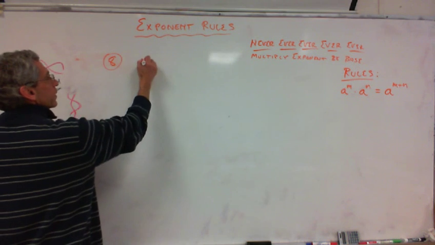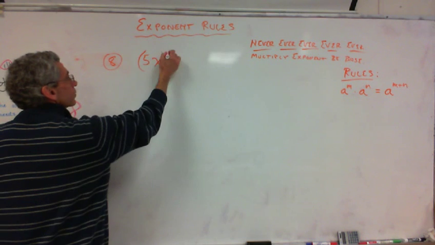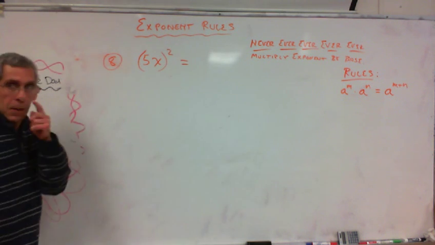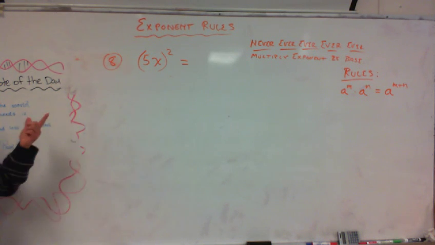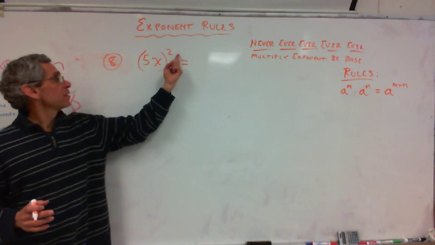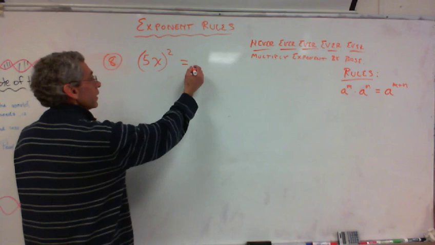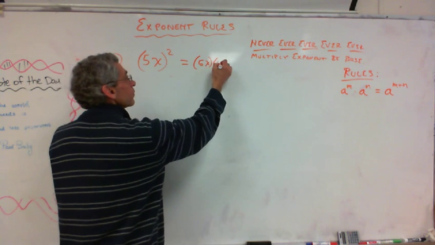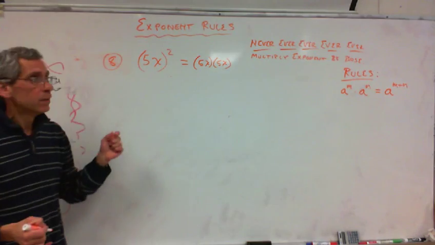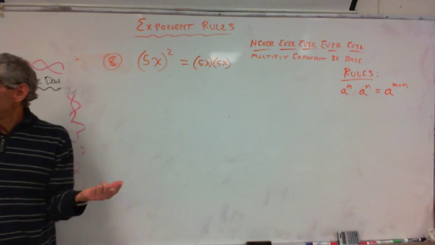All right, what if I did this? 5x squared. Now, what is the exponent next to? Parentheses. It's next to the parentheses. So that means my squared affects everything. So technically it means 5x times 5x. Don't you agree with me? Yep. The squared affects everything. That means I'm going to multiply that times itself 2 times. That's what squaring is, right?